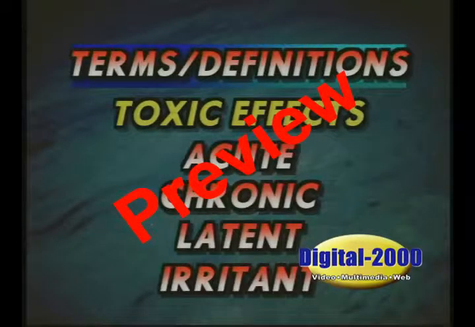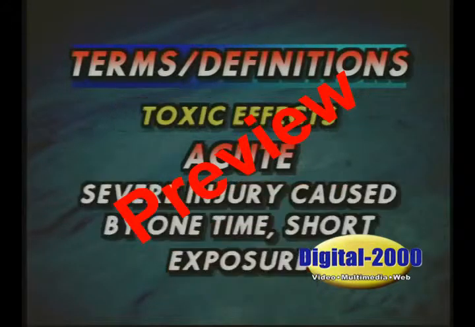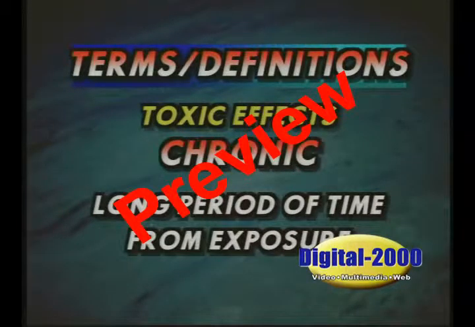Toxic effects upon the body can be defined by the words acute, chronic, latent, or irritant. Acute is generally regarded as a severe injury caused by a one-time, relatively short exposure to a chemical substance harmful to the human body. Chronic toxic effect is an injury or disease that manifests itself after a relatively long period of time has elapsed since the initial exposure to the substance, causing some type of ailment.